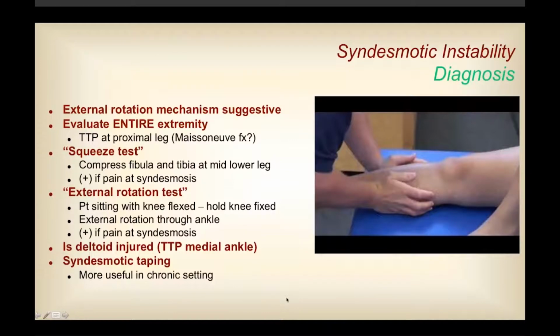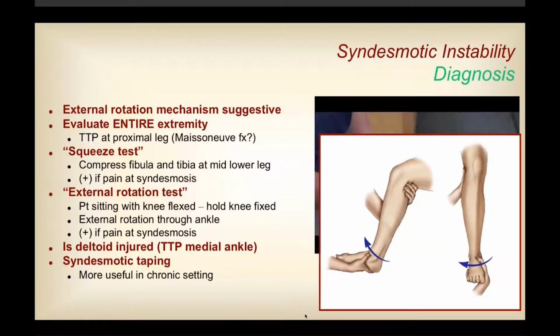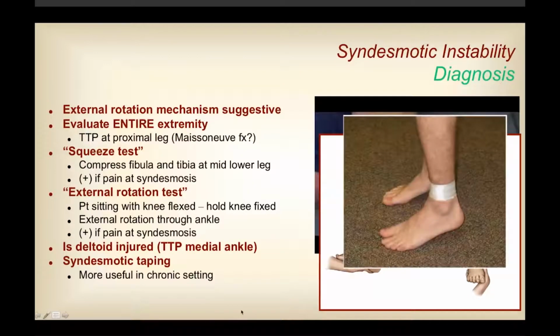As far as the diagnosis, this is sometimes one of the harder things with the more subtle injuries to assess, particularly if they present to us off the field and at a later date. External rotation mechanism is suggested, but not always present. You must evaluate the entire extremity, as Marty discussed as well. The squeeze test, which is being seen here, can generate tenderness and pain along the anterior aspect of the distal syndesmosis. The external rotation stress shown here replicates a lot of times the pathomechanical mechanism of how this happened. And then besides whether tenderness is present, is there tenderness medially?